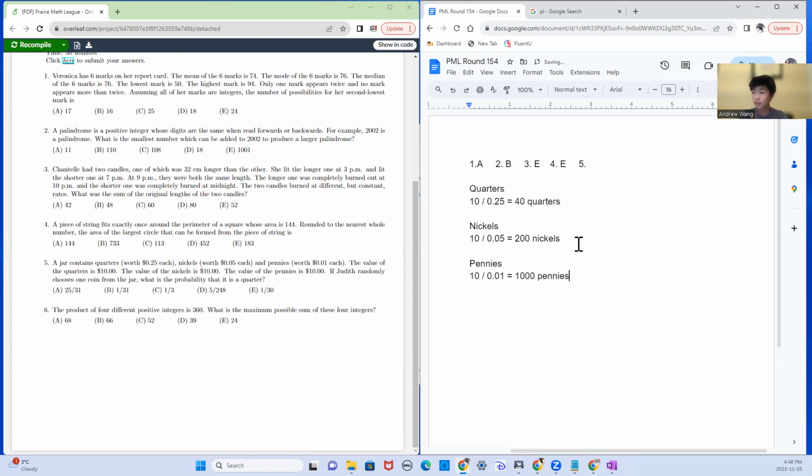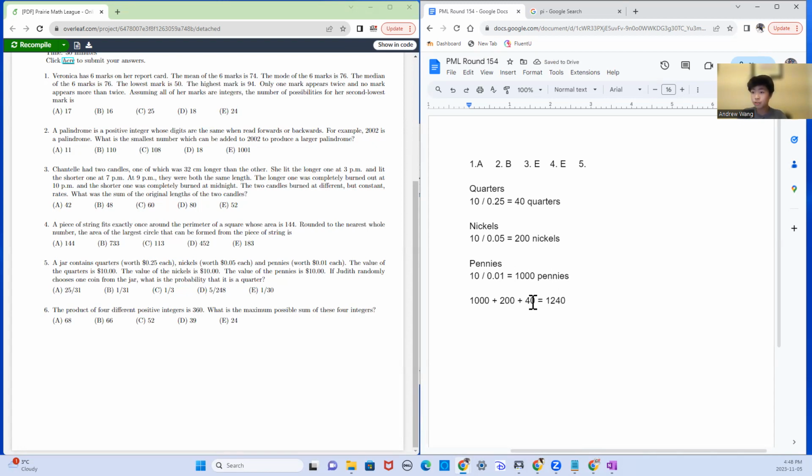So now it actually asks you if Judith randomly chooses one coin from the jar. Since we know these are all the different types of coins in the jar, we can add them up. So 1,000 plus 200 plus 40 will give you 1,240 coins in the jar.